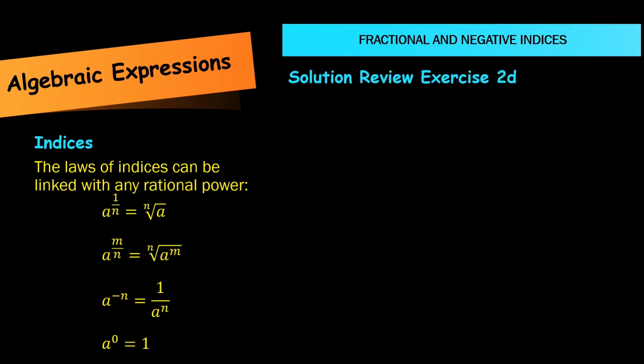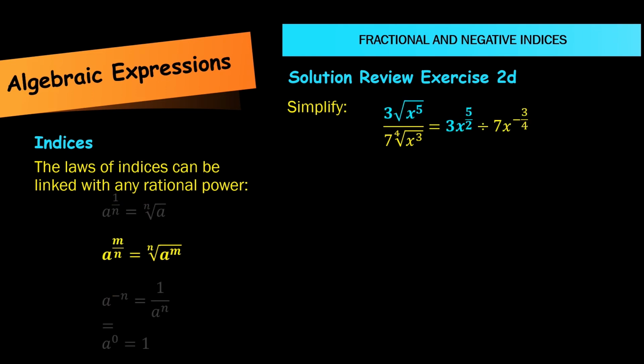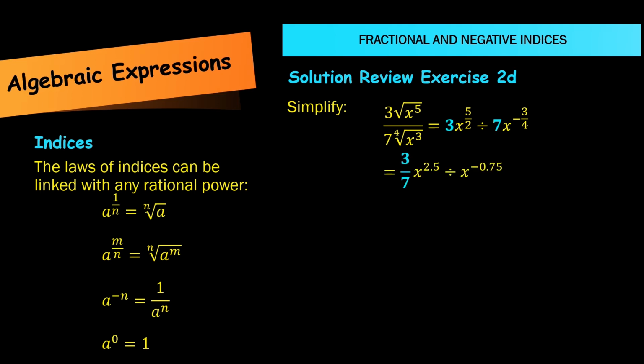And now for review exercise 2d. Simplify the expression shown on your screen. Root x to the 5 becomes x to the power 5/2. And the denominator becomes 7x to the minus 3/4 by using the highlighted law. And we now have 3 divided by 7, as shown, times x to the power 2.5 divided by x to the power minus 0.75.